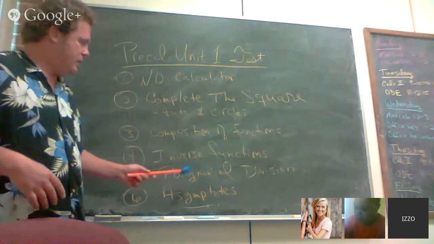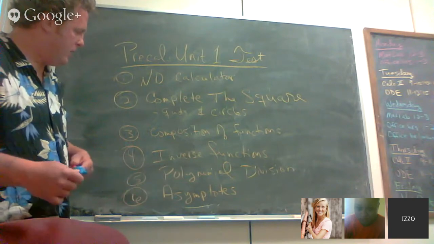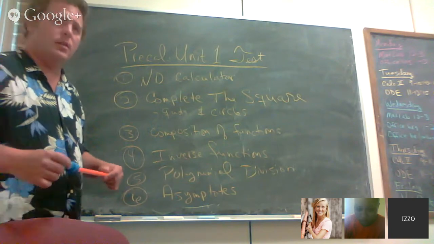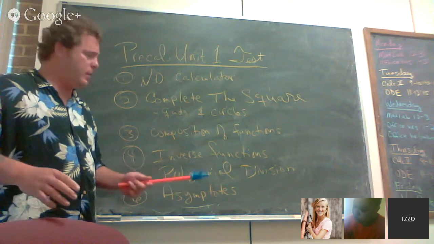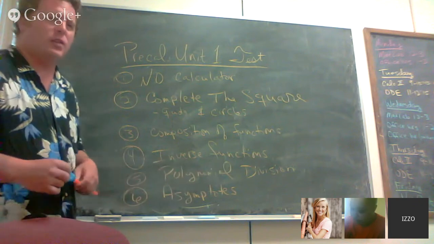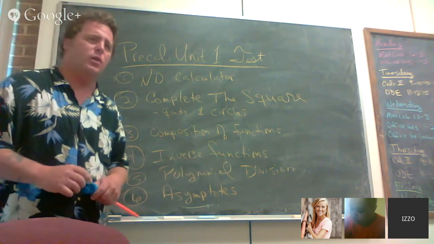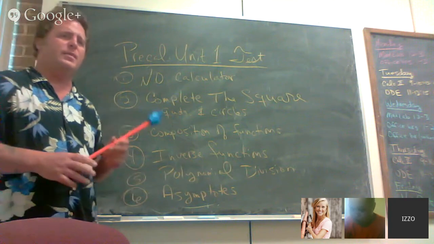Okay, so is that polynomial division? The last thing on the test is going to be asymptotes. Make sure that, again, asymptotes is going to be in the same videos with polynomial division and the rational function videos. So if you watch those rational function videos, it will cover 5 and 6 here. Make sure to do that.